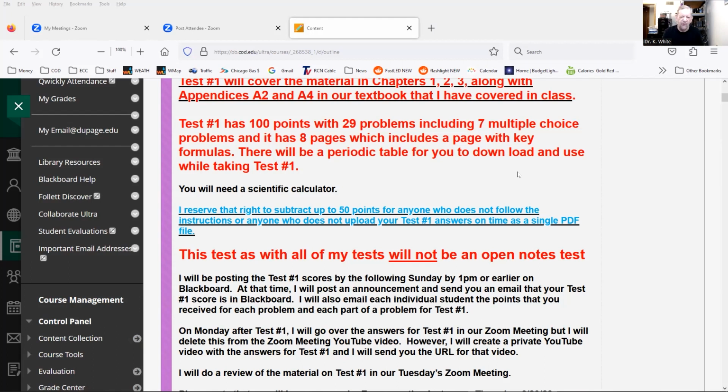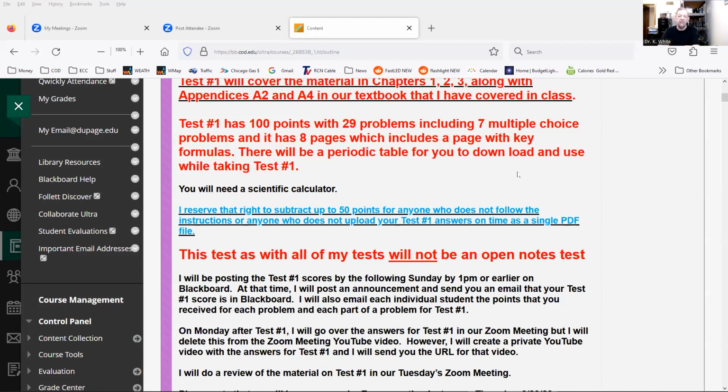But test number one has 29 problems. There are 7 multiple choice. The rest are just like you've seen in the practice problems. And it has 8 pages, and this includes a page with key formulas. As you know, I've shown you in the lecture folder of Blackboard, test number one important information, and those are the things you don't have to memorize.